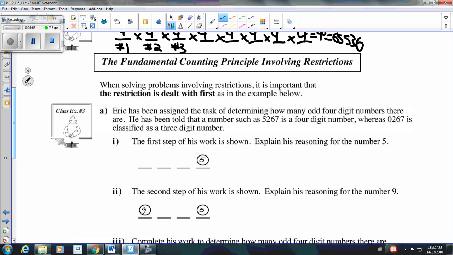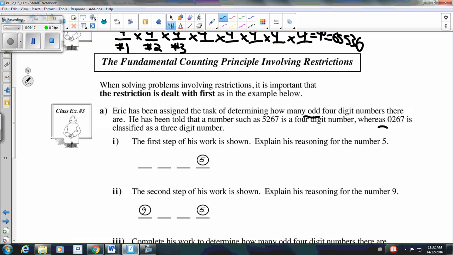Explain his reasoning for the number 5. So there's basically two restrictions here. One is that it must be odd, and one is giving us this restriction that we can't have a 0 as the first digit. We know we need to deal with those first. So he came to his restriction of odd and put a 5 here.